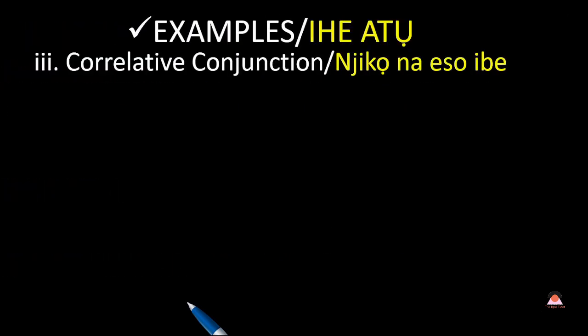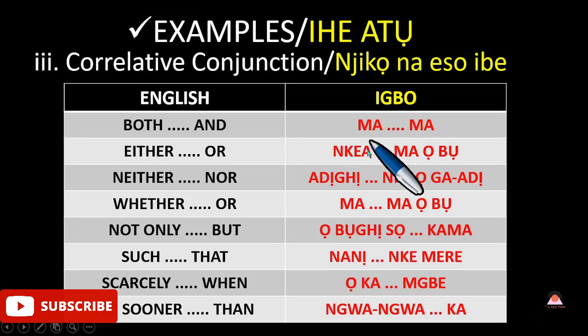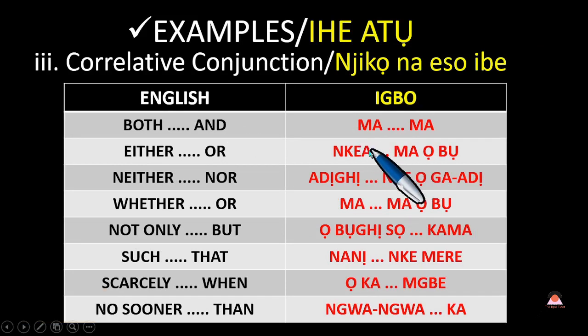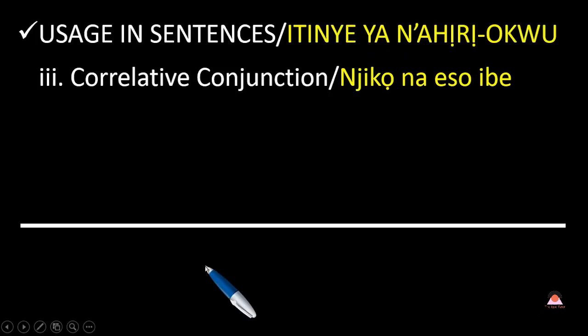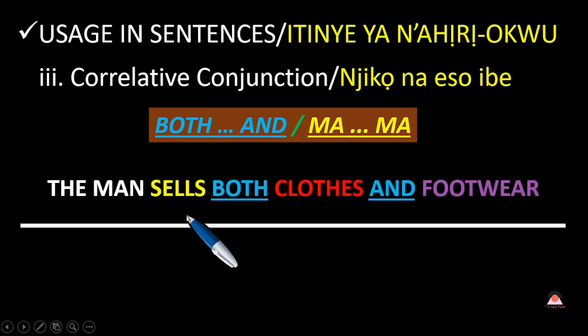Now we're going to the last type and the examples for their usage, which is correlative conjunction. You remember this? We've done this before. Just to remind you once again, ma na nke a ma ọ bụ adịghị nke ọ ga-adị ma ọ bụ ọ bụghị sọ kama naanị nke mere ọ ka mgbe ngwa ngwa ka. Of course, these are the Igbo versions for all this. So we move straight to sentence usage. We begin with both and. Told you it is ma. In the Igbo language, you wonder why they are the same, not different. Let's look at the sentence to explain that.